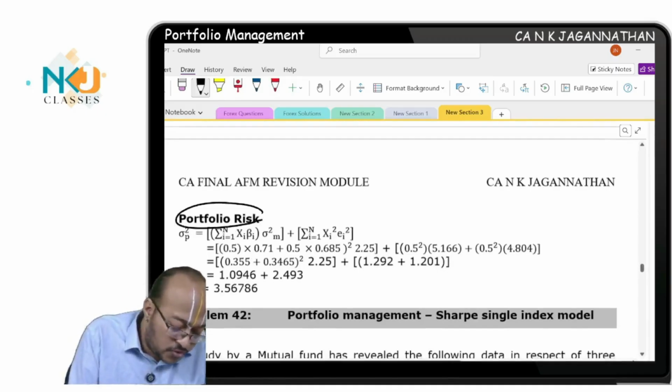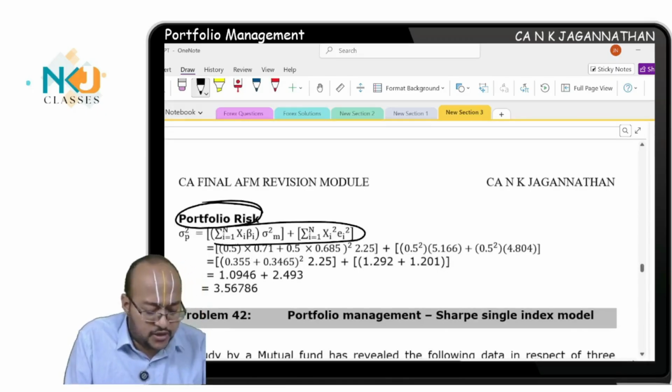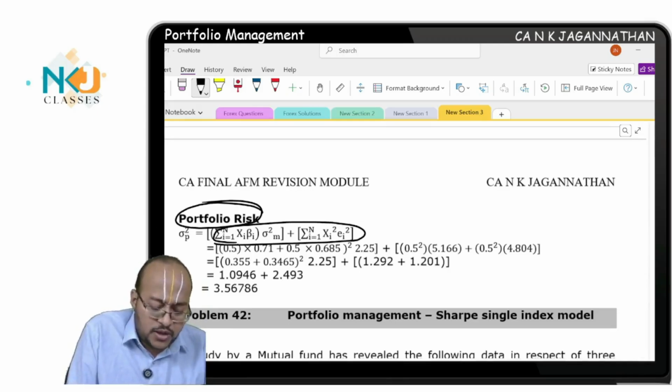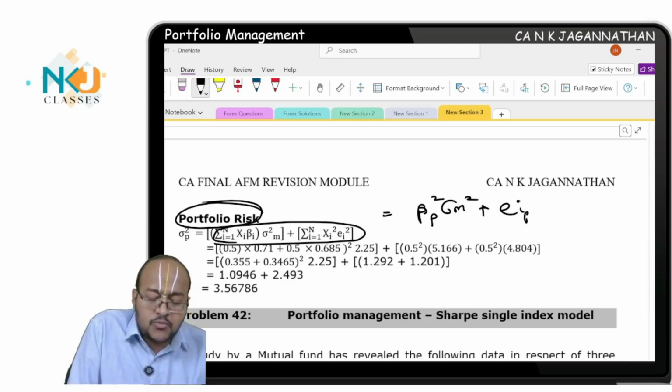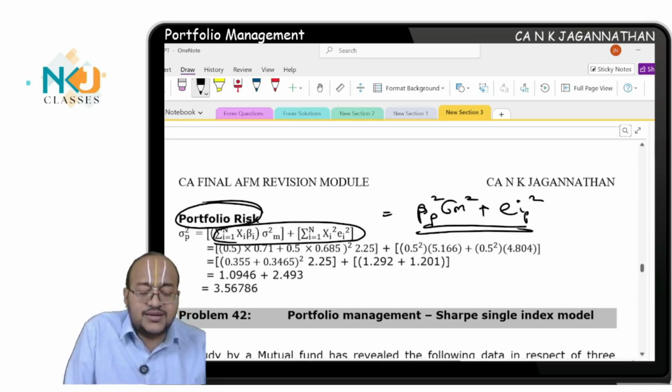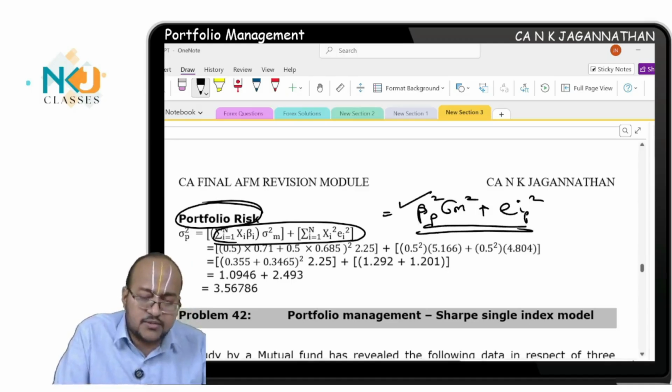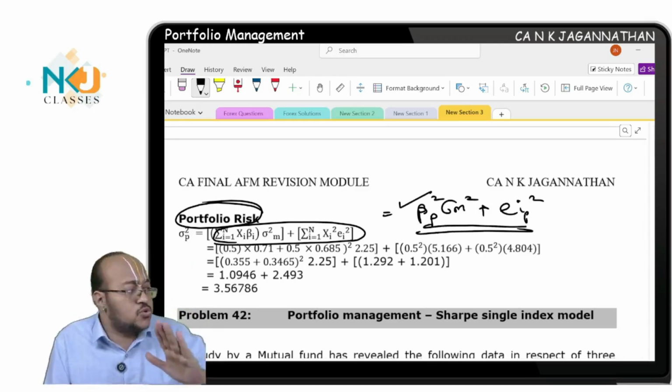Now come to portfolio risk. See, the formula and all, you forget. You can simply write what I told you. Okay, you can simply simplify this formula. You don't need all these things. Beta of the portfolio squared into sigma m squared plus sigma EP squared. This you just need to elaborate and show. This you can write simply at the first step. Second step, you just show the computation.